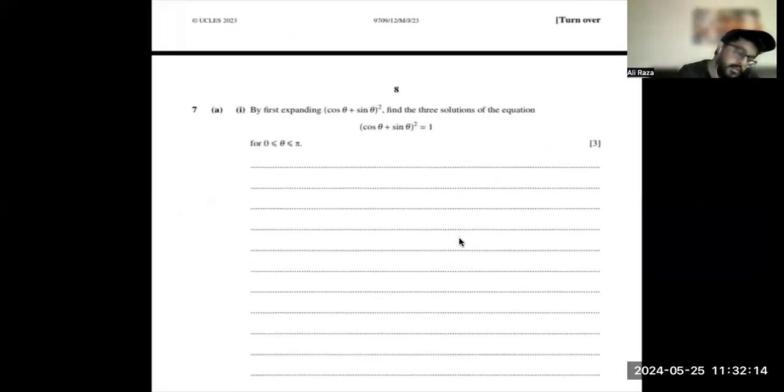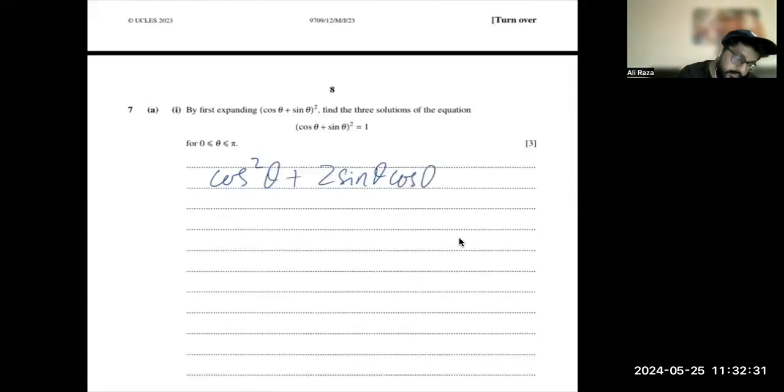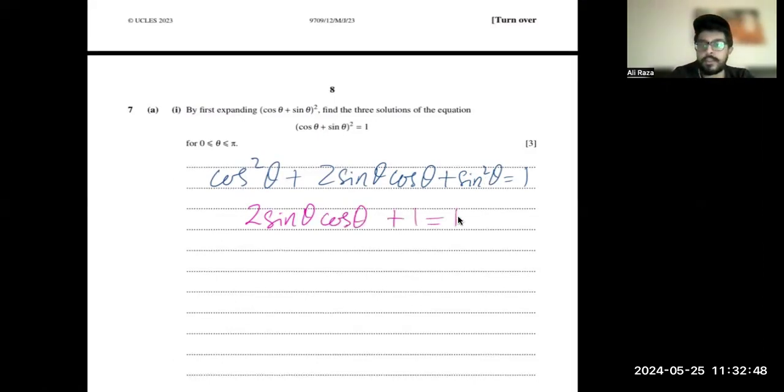In question 7, we need to expand cos theta plus sin theta whole square. So this gives us, now we know that cos square plus sin square is equal to 1. So we can write it down as 2 sin theta cos theta plus 1 is equal to 1. These two ones get cancelled out. So we have 2 sin theta cos theta is equal to 0.